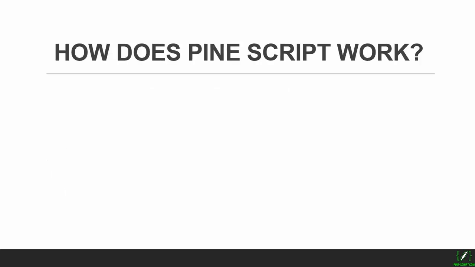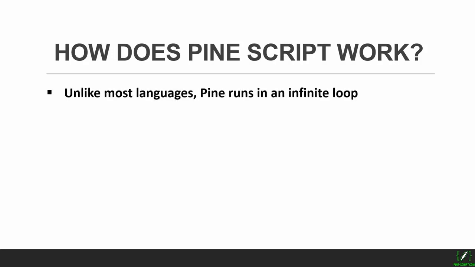So moving on, how does PineScript actually work? Well, unlike most languages, Pine runs in what is called an infinite loop. This means that it is continuously executing. In most other languages, this is not the default behavior of your code. Most languages will run your script once, unless you explicitly tell it to repeat itself. In PineScript, we don't need to do that. It actually just runs in an infinite loop.